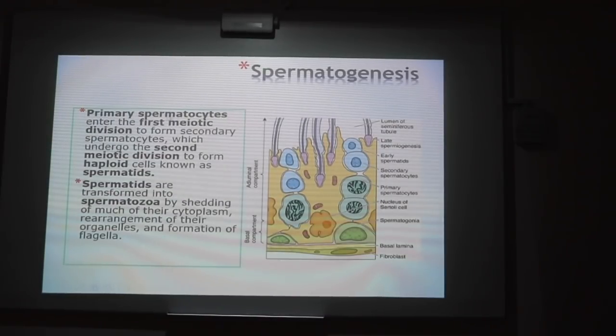So the primary spermatocyte, as we say, enters the first meiotic division to form the secondary spermatocyte, which undergoes the second meiotic division to give rise to the spermatids. So the secondary spermatocytes and the spermatids are the haploid cells, while the primary spermatocytes and spermatogonia are the diploid cells.